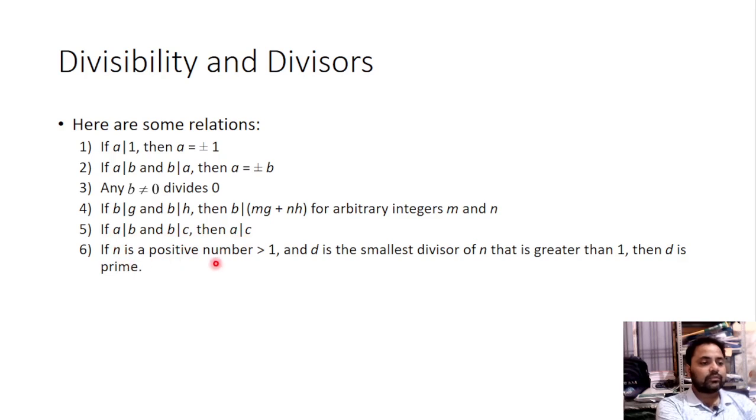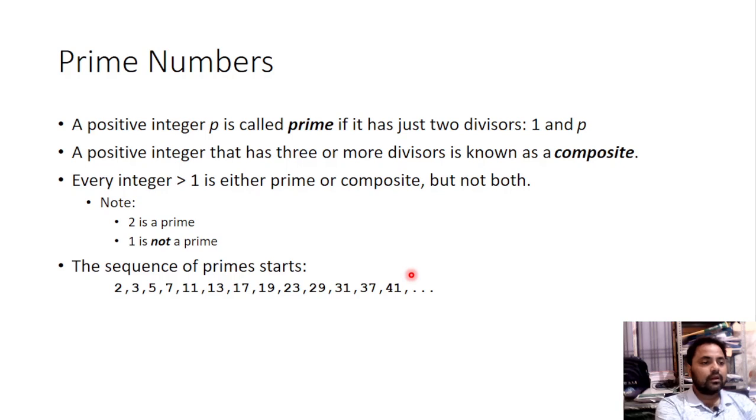If n is a positive number greater than 1 and d is the smallest divisor of n that is greater than 1, then d is a prime. For prime numbers, a positive integer p is called prime if it has just 2 divisors, 1 and p. A positive integer that has 3 or more divisors is known as a composite. An integer greater than 1 is either prime or composite, but not both. So these are the 2 important notes. 2 is a prime, 1 is not a prime.